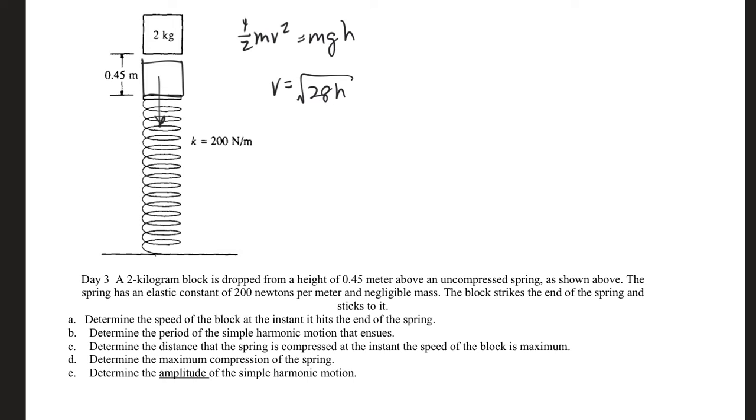Question B, determine the period of the simple harmonic motion that ensues. You don't need anything to do that outside of the definition of period for a spring mass oscillator. So question B is self-contained. It wants period, so we're talking about 2 pi times the root of m over k. That is on the equation sheet. You have 3 equations about simple harmonic motion on the equation sheet. This is one of them.